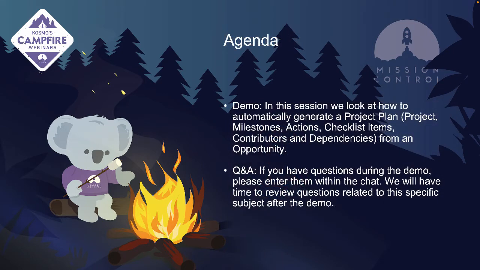On the agenda today, we will be reviewing how to set up and automatically generate a project plan. That includes the project, milestones, actions, checklist items, contributors, and dependencies, as well as the budget items. And this will all be generated from an opportunity.